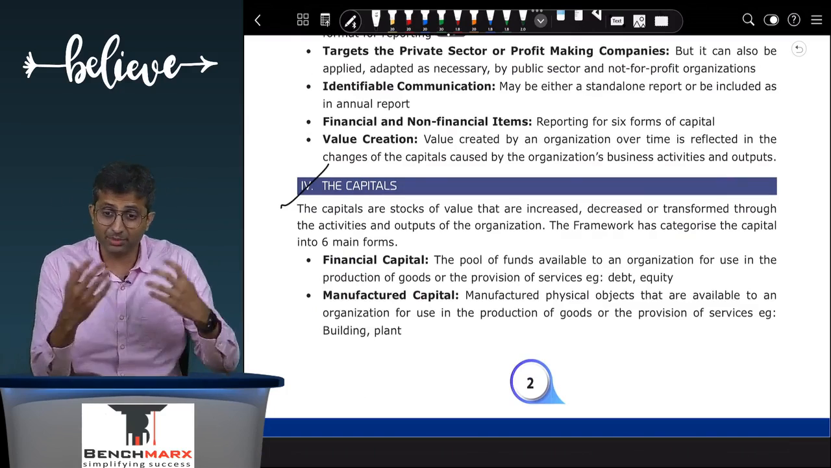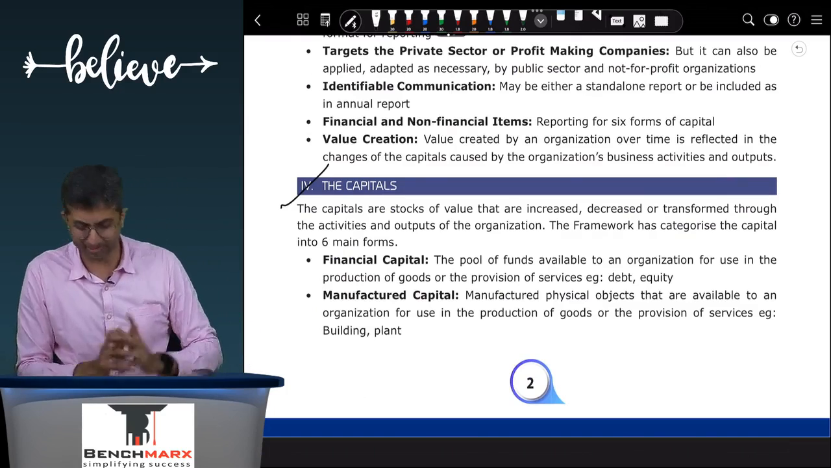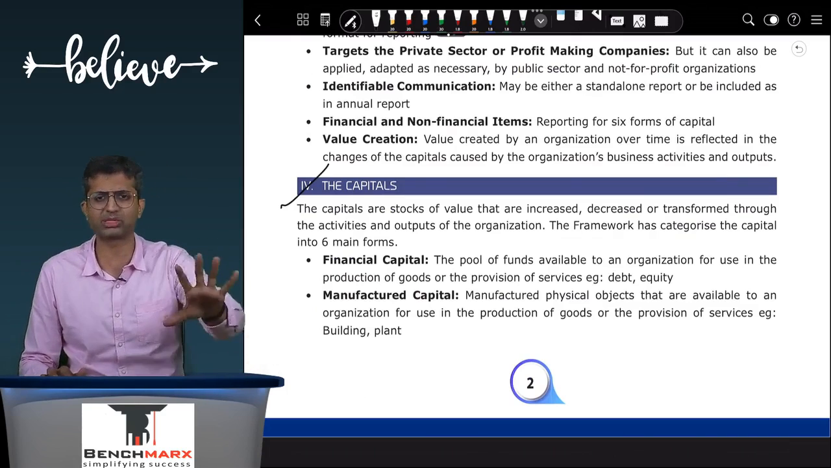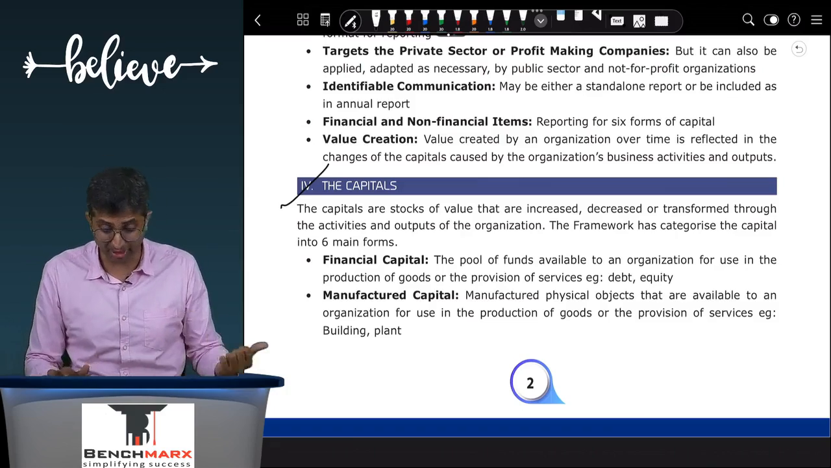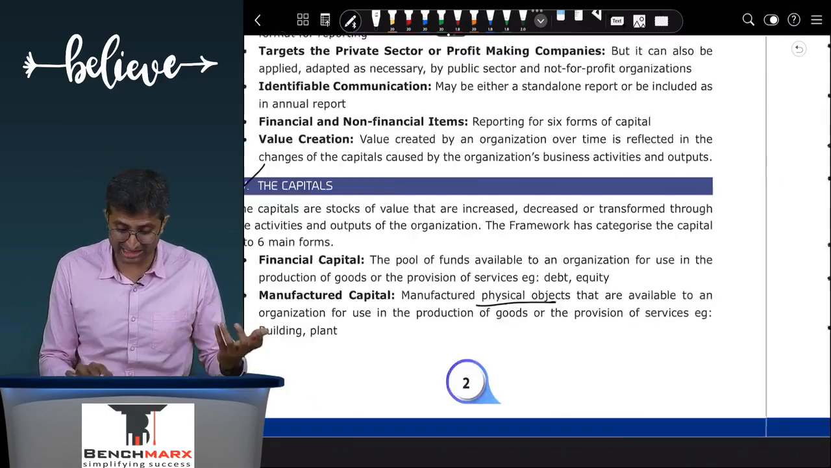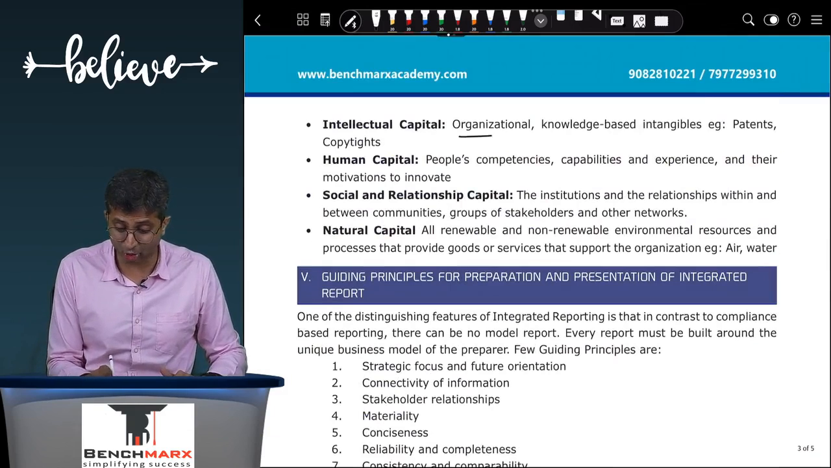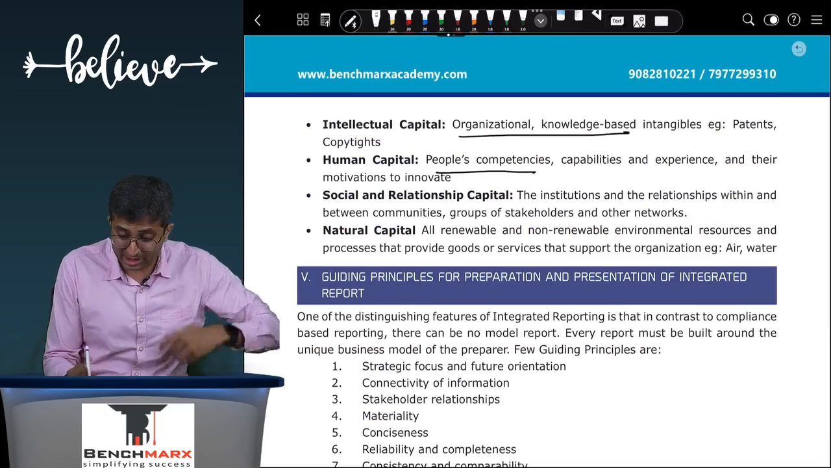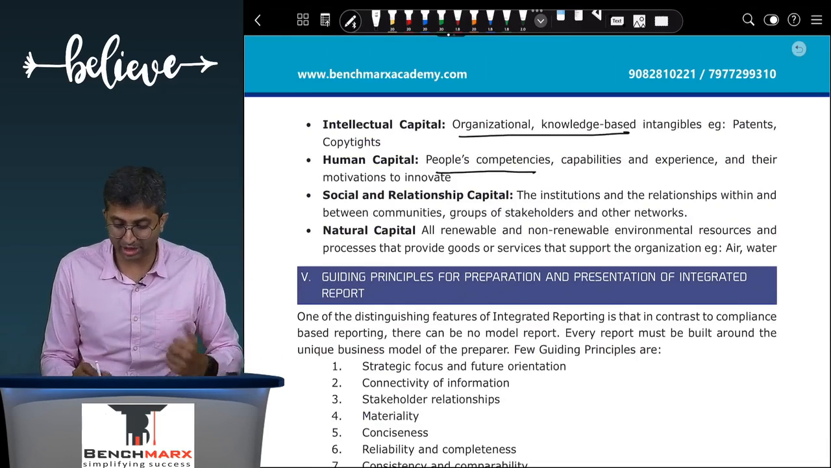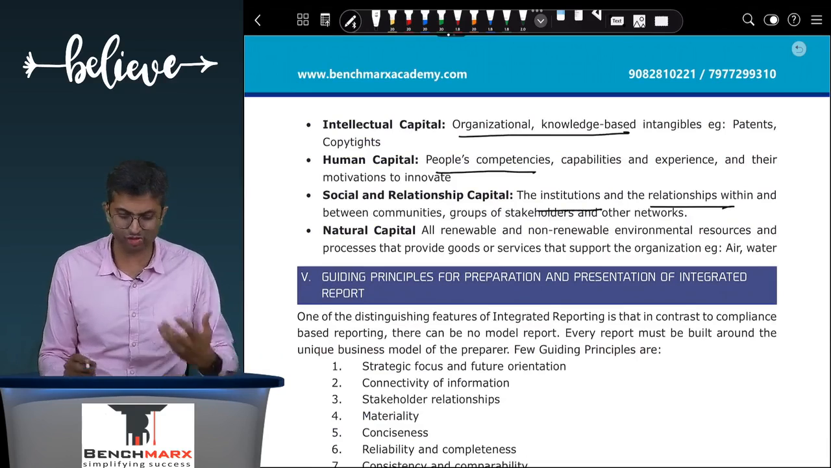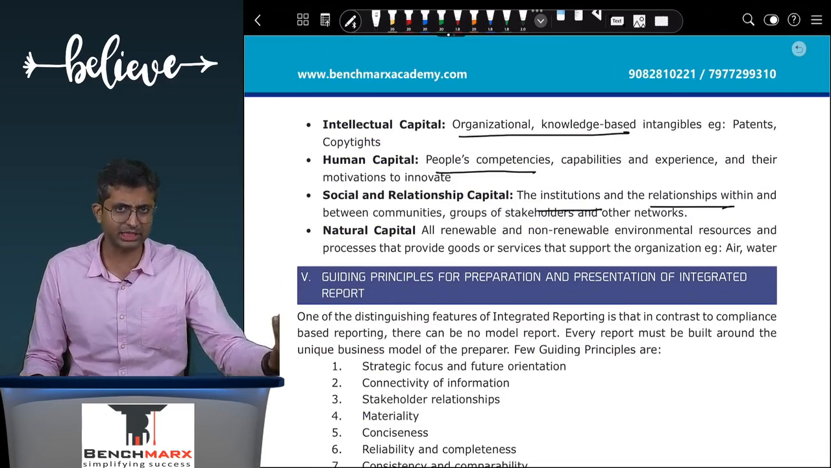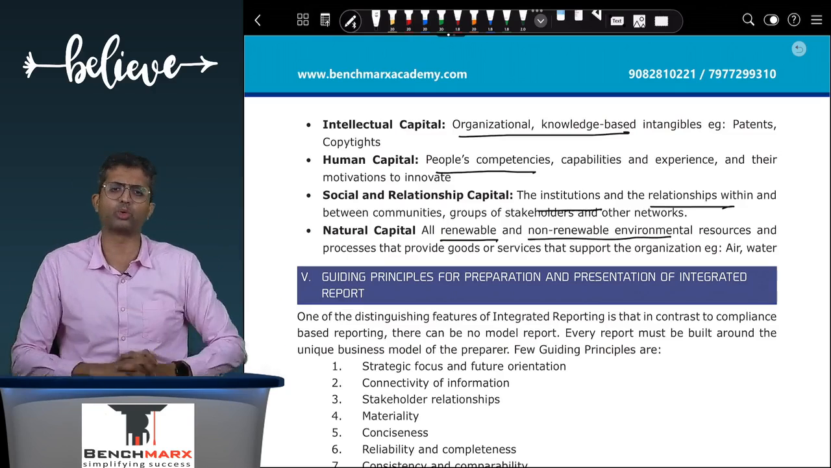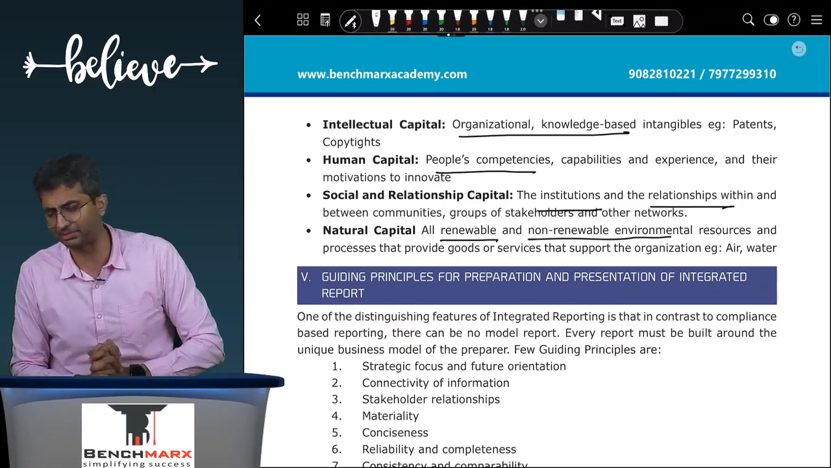The 6 forms of capital: an exam question has not come directly on this, but I would not be surprised if a question comes where they tell you to identify the 6 forms of capital, as we have spoken earlier as well. Financial capital, which speaks about the financial performance, net profit, net worth, etc. Manufactured capital, which looks at physical objects for the organization. Intellectual capital, the organization's knowledge base, like patents, copyrights. People's competencies, skills, etc. is human capital. Social and relationship capital, the institutions and relationships for the society and the community. And natural capital, largely renewable and non-renewable environmental resources, like water purification, etc. These are the 6 capitals.